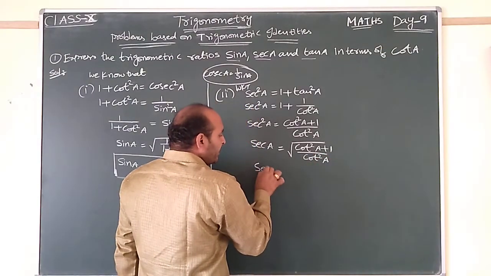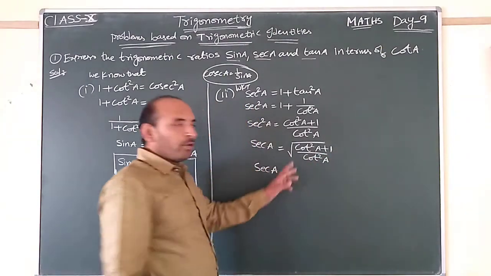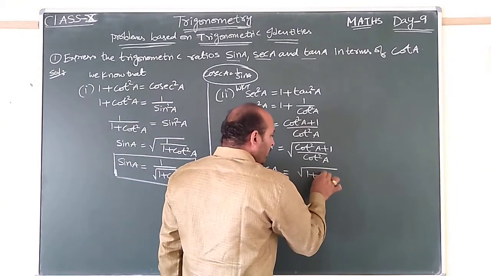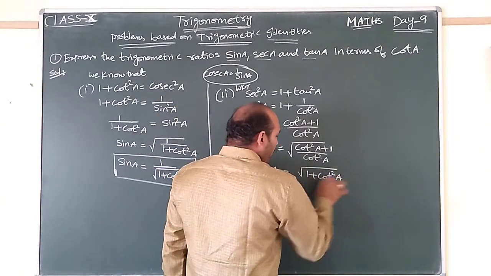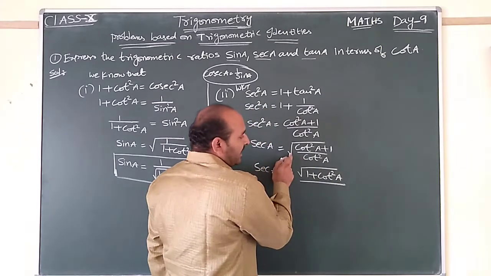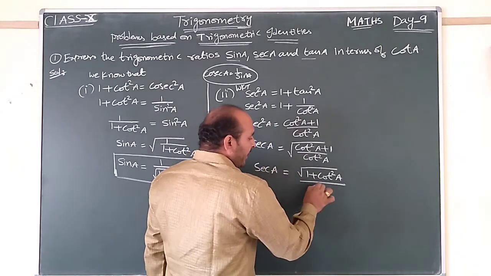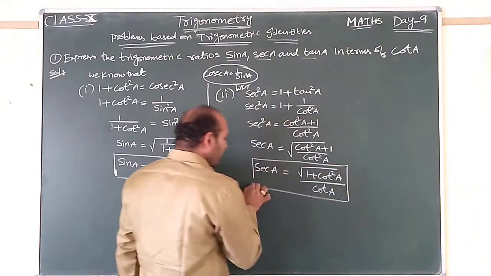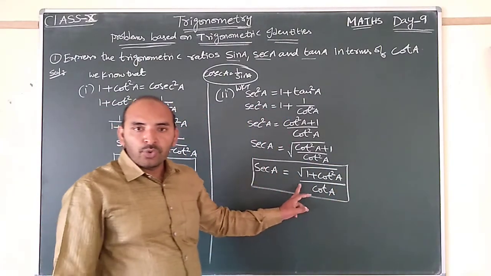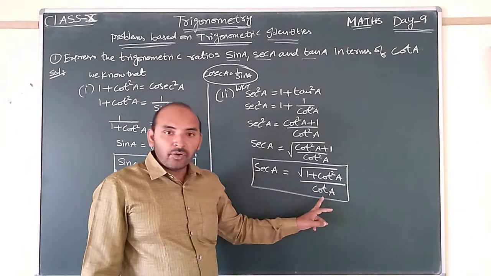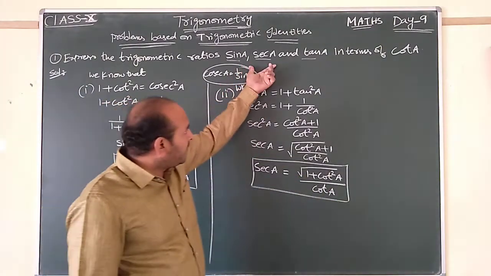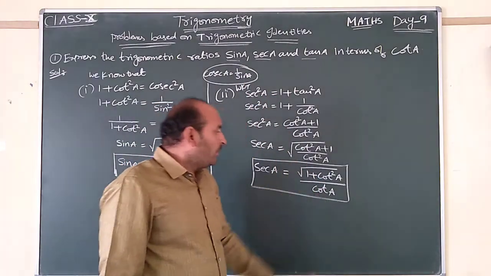I want only secant A, that is equal to, apply root to the numerator and also the denominator, square root of 1 plus cot square A upon root, which will be cancelled, this one and also this one, you will get only cot A. So what is secant A in terms of cot A? The result is root of 1 plus cot square A divided by cot A. Observe, sin A is also converted into cot A, secant A is also converted in terms of cot A.